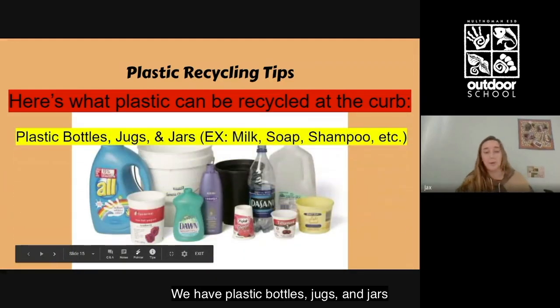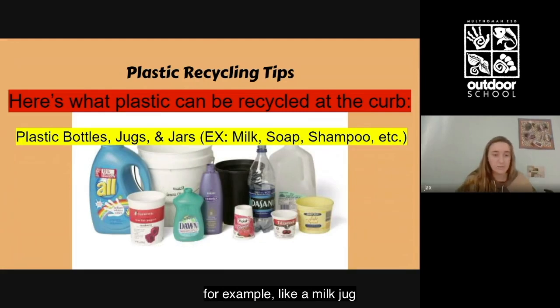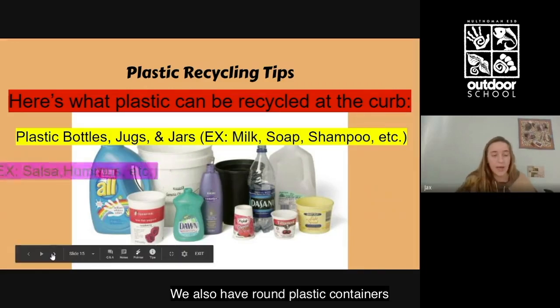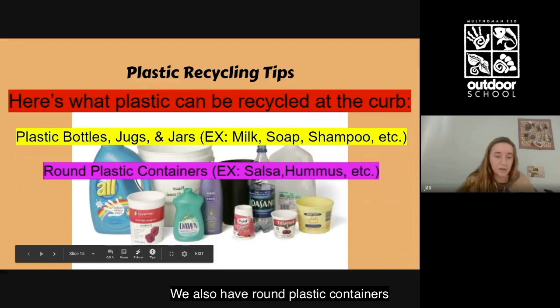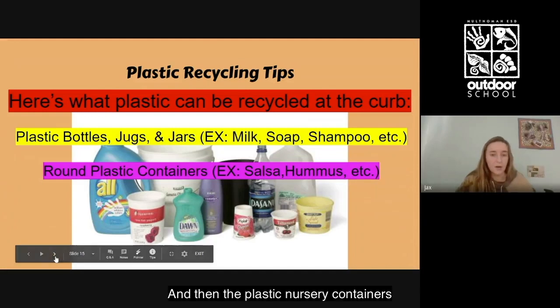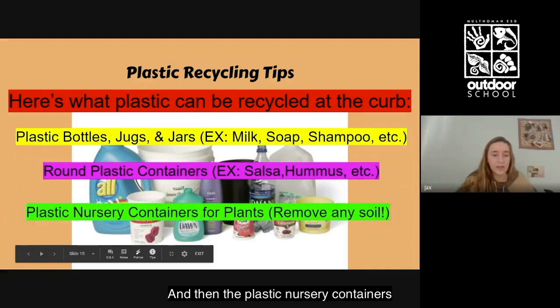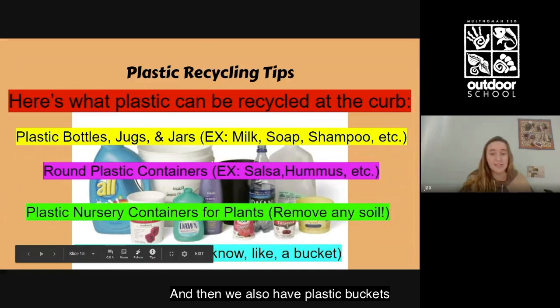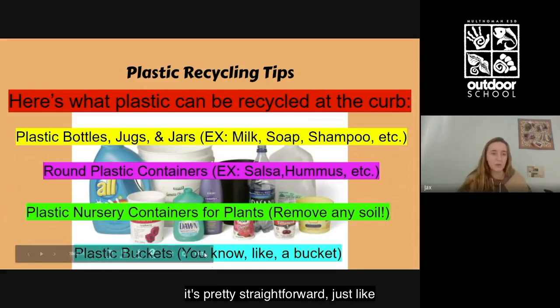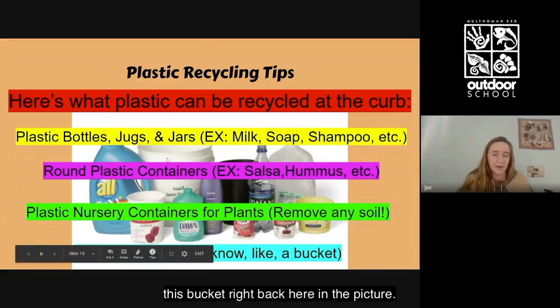We have plastic bottles, jugs, and jars. For example, a milk jug, a soap bottle, or a shampoo bottle. We also have round plastic containers like salsa and hummus containers, like these ones right here. And then the plastic nursery containers for plants, but just make sure that you wash out any soil. And then we also have plastic buckets. It's pretty straightforward, just like this bucket right back here in the picture.